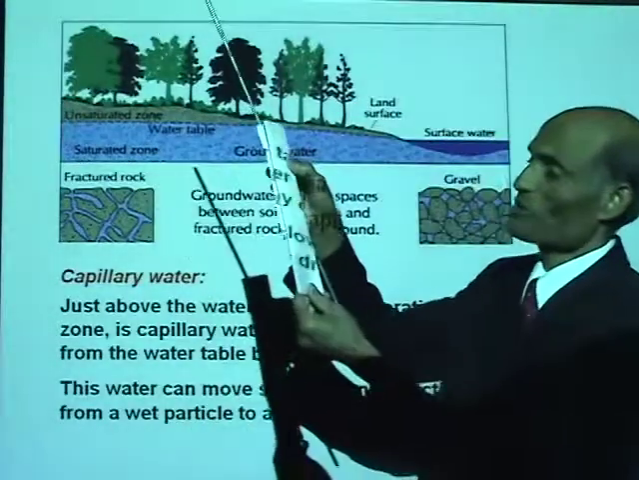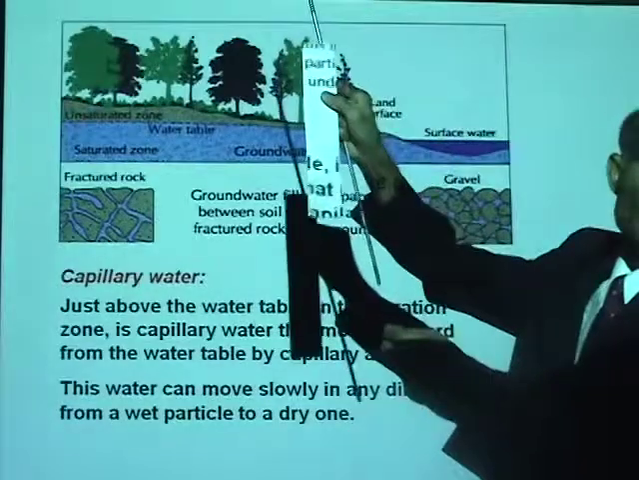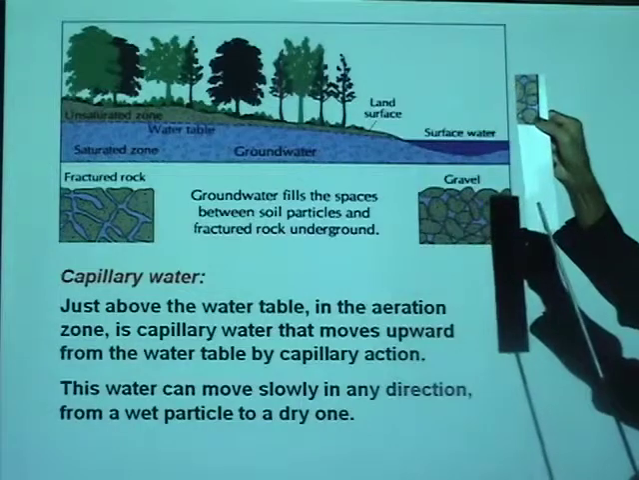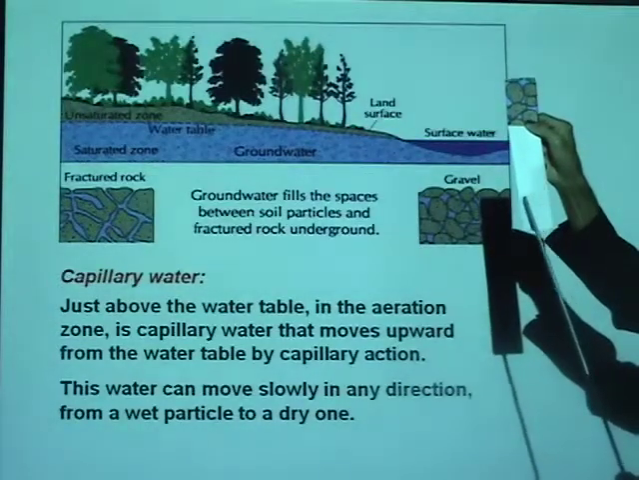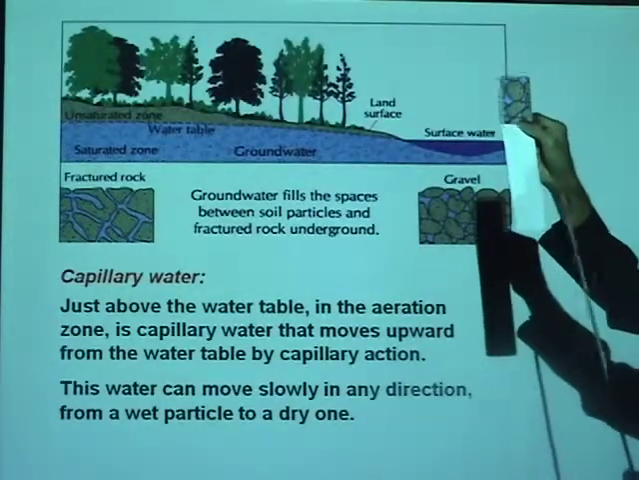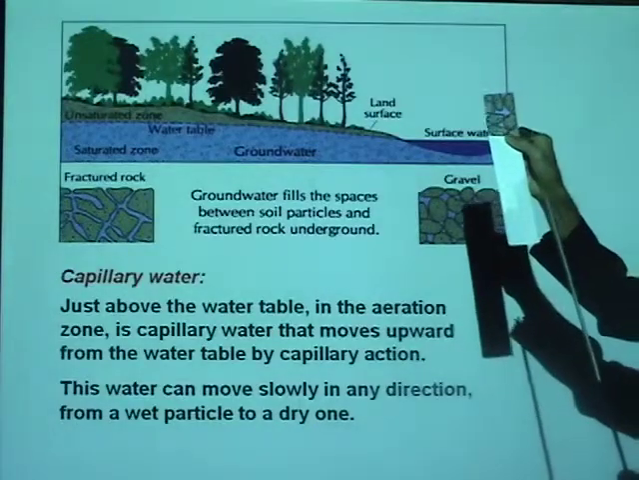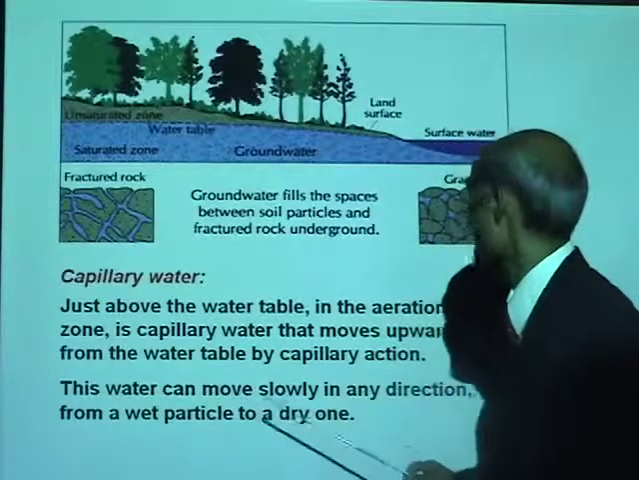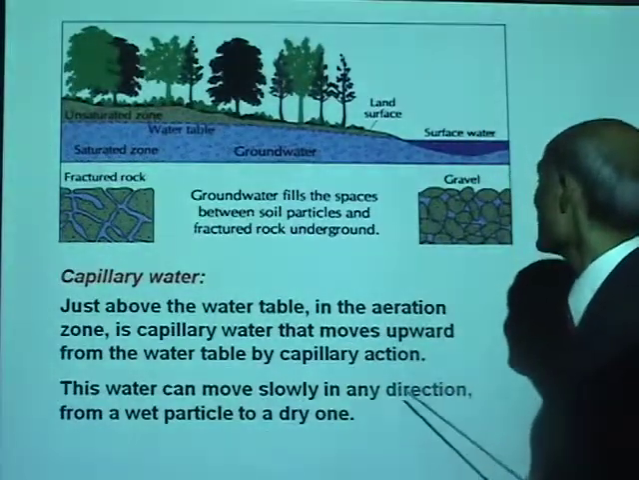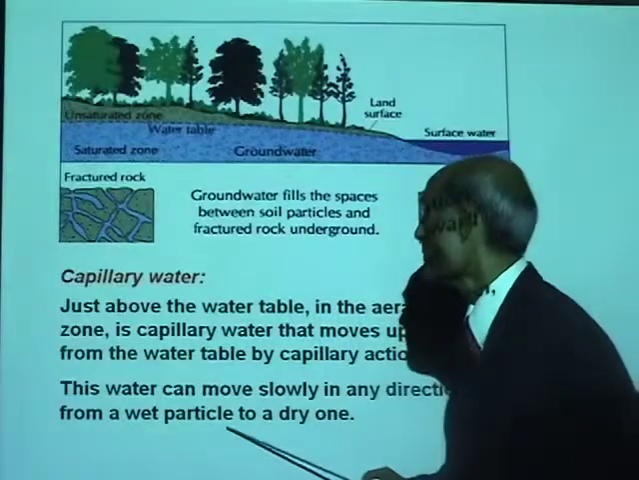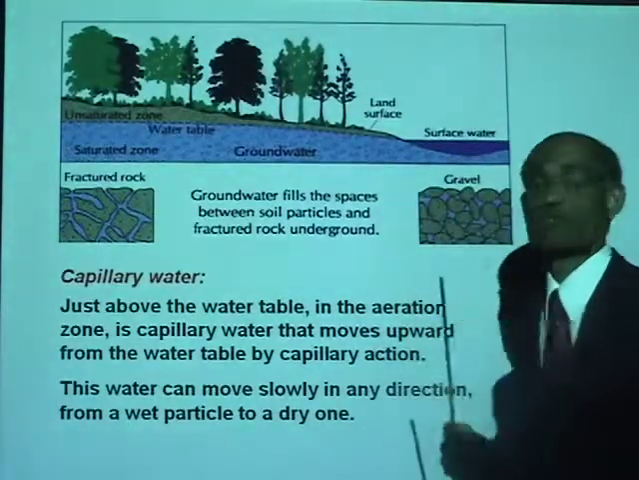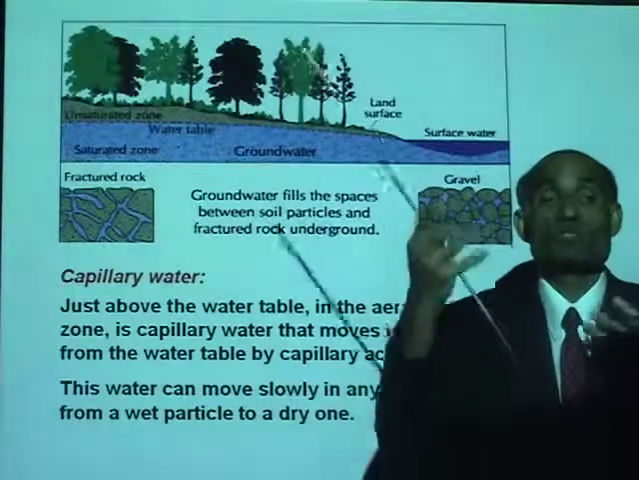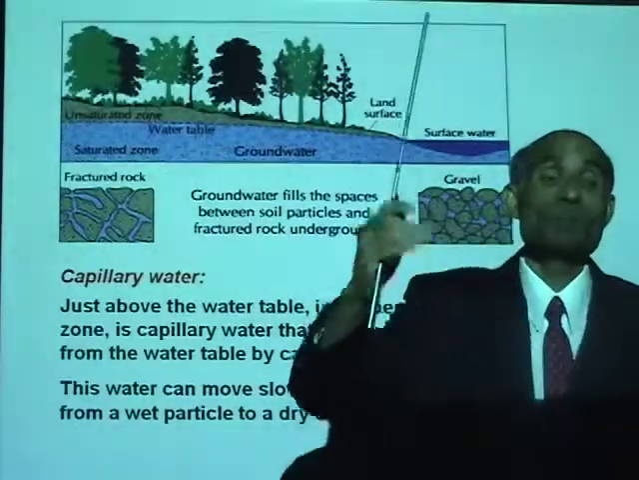Now, if you look at this again one more time, well, I don't know whether you can see this. You can see the water on the paper has actually moved in all directions. Now, that is the specialty of capillarity. So, this water, due to capillarity, moves slowly in any direction from a wet particle to a dry one. So from the wet portion to the dry one, water will move.